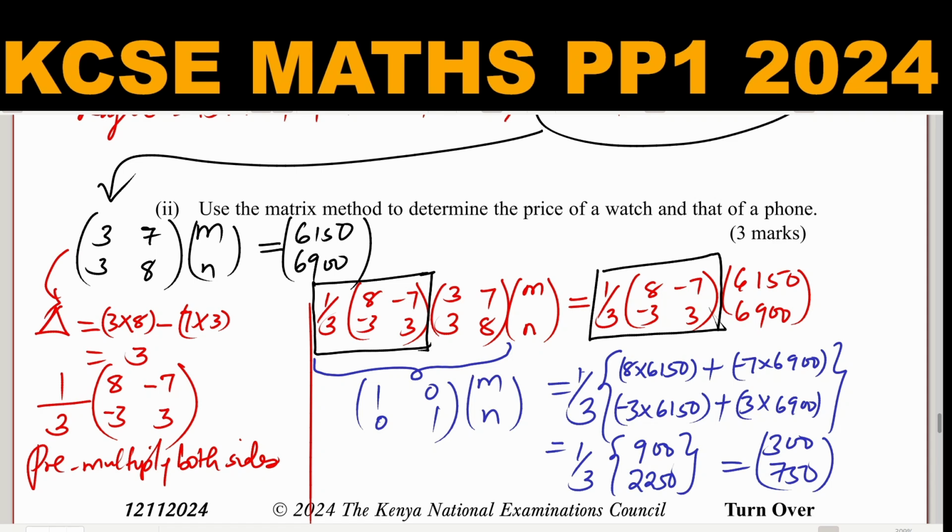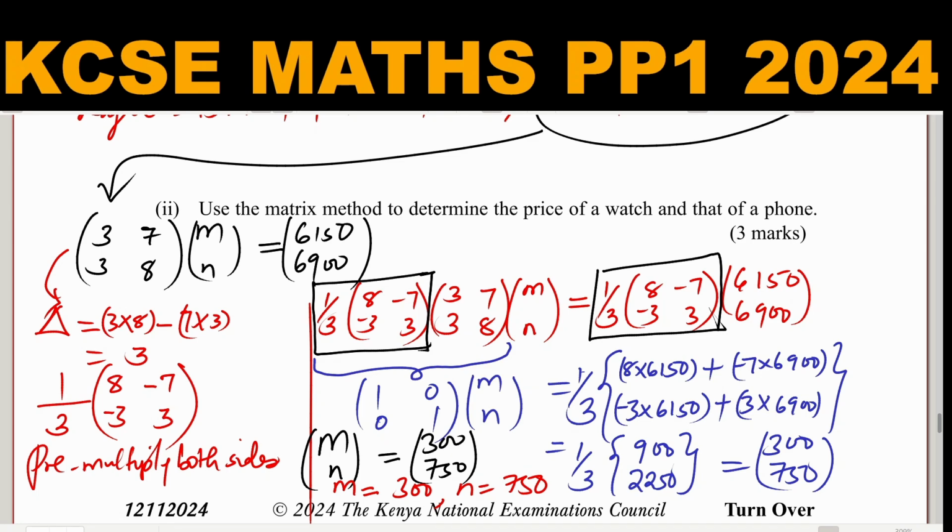1001. When you multiply anything by the identity matrix, you're multiplying MN by the identity matrix. Identity matrix does not change anything. It's just the same way as multiplying by 1. So on that side you shall have MN, the left hand side, is equal to 300, 750. And now from here you have the solution, because m therefore will be 300 and n will be 750.